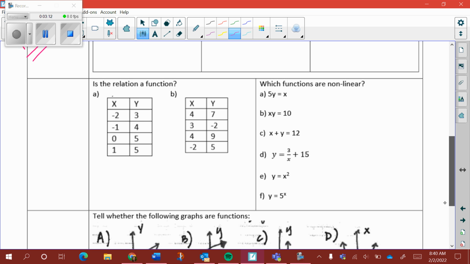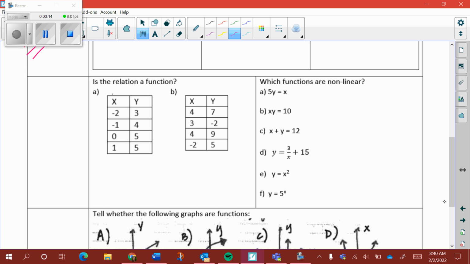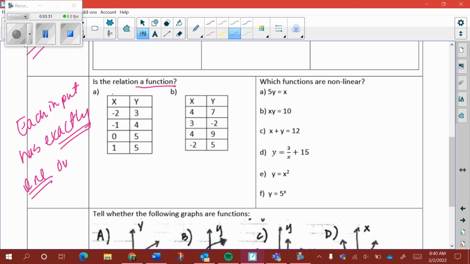And then is the relation a function? So is the relation a function? Remember, to be a function, I can have each input has exactly one output. So if my x's repeat, it's probably not a function. But look and see. So look at your x's. If they repeat, write no. If they do not repeat, at this point, write yes.